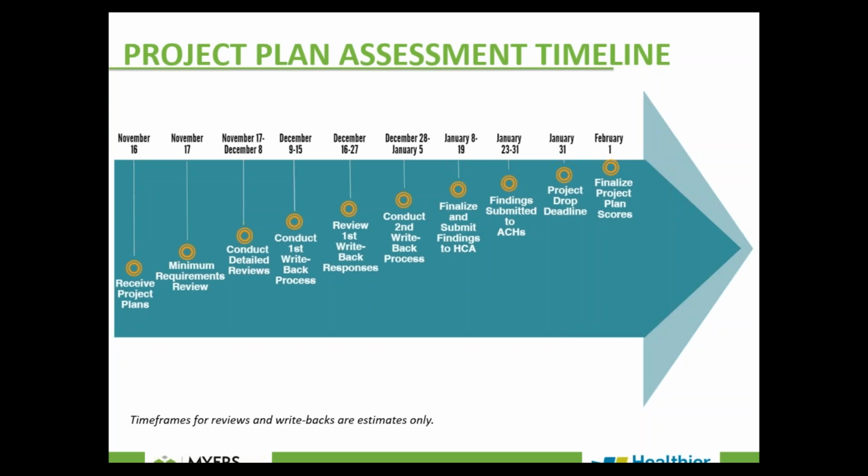So beginning on November 16th, we will receive the project plans from the ACHs to January 31st and February 1st, where we'll finalize the project plan scores. We do want to note that these are estimated timelines for the reviews and write-backs. It is a fluid process, and so, for example, if we complete the reviews prior to December the 8th, we would provide our write-back to the ACHs prior to that time. And given the required timelines throughout this entire time, as well as the holidays, we would ask the ACHs to respond within the designated time frame.